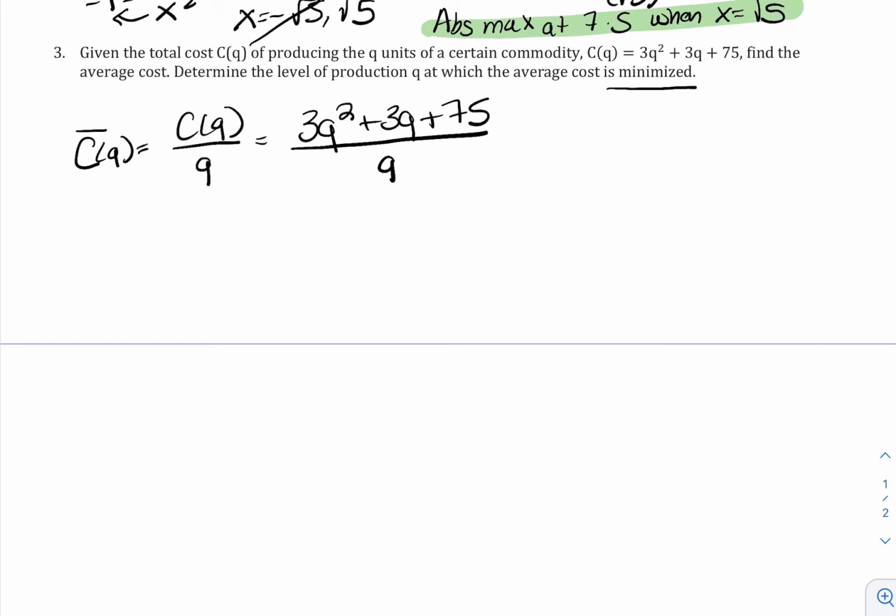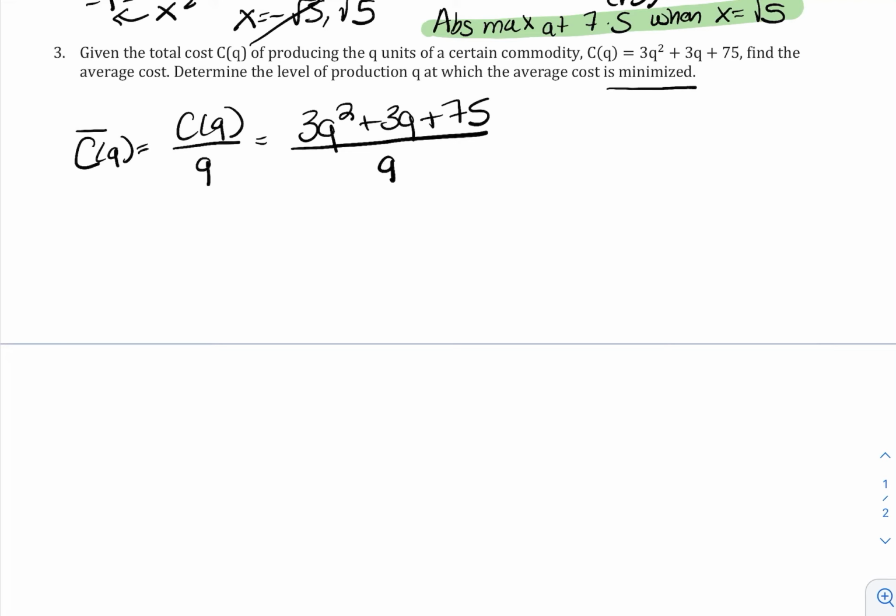Okay, so if you want to find minimums, and this is going to be something that we do a lot starting from now, we need to find the local extrema or the absolute extrema, which means that we have to find the first derivative. So to find the first derivative of the average cost function, you're going to be able to do it in two ways. The first way is you can use the quotient rule.